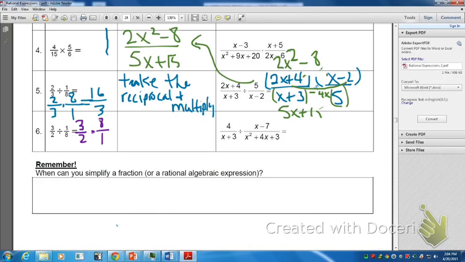So I want to see how to word that. Once we change to multiplication, we can simplify.